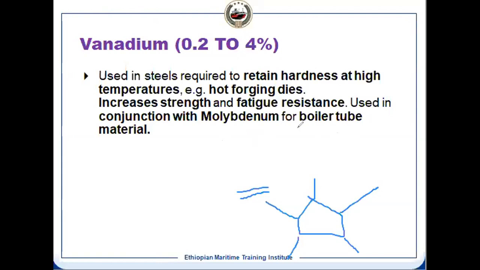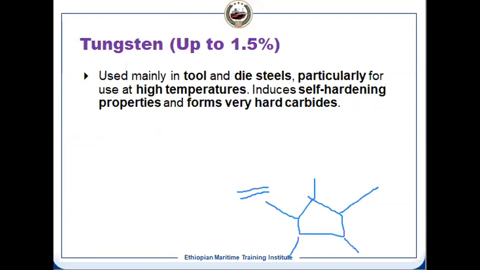So where actually we do use this, like boiler tube material, we use vanadium as an alloying element. It means with the molybdenum we can reduce a little molybdenum and use this vanadium. So the tube will remain hard at high temperature. Hard means it remains strong.